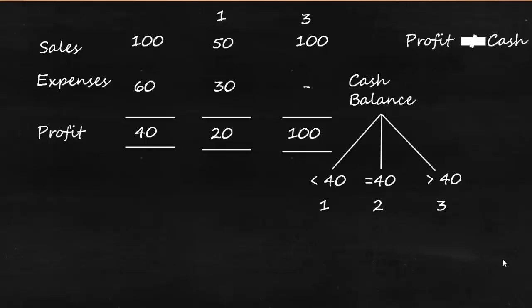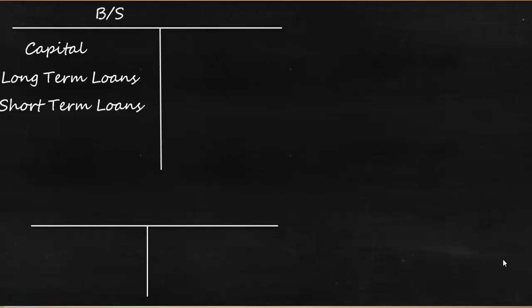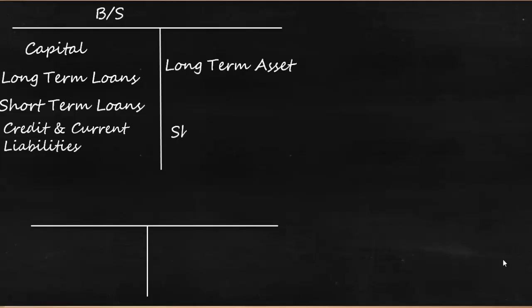Earning profit is important, and it is equally important that the cash position should also be balanced. See, the balance sheet will have liabilities like capital, long-term loans, short-term loans, creditors and current liabilities, and with all these funds, long-term assets and short-term assets would be created.